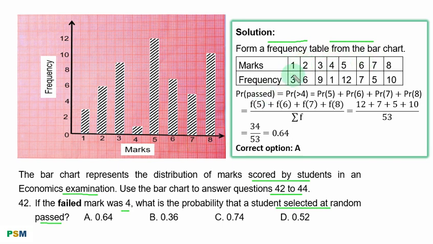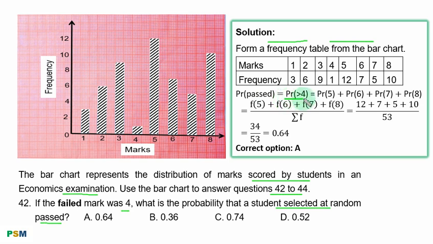Then frequency: students that scored 1 mark, they are 3 in number. You trace 1 to where the bar ends to the frequency axis. For mark 2, they are 6. Mark 3, you have 9. 4 is 1, and so on. Probability that a student passed the exam means that student must score 5 and above.